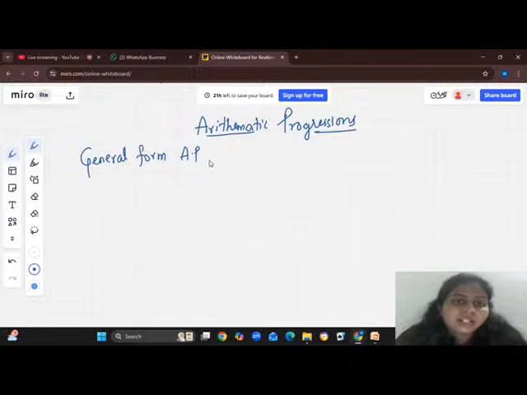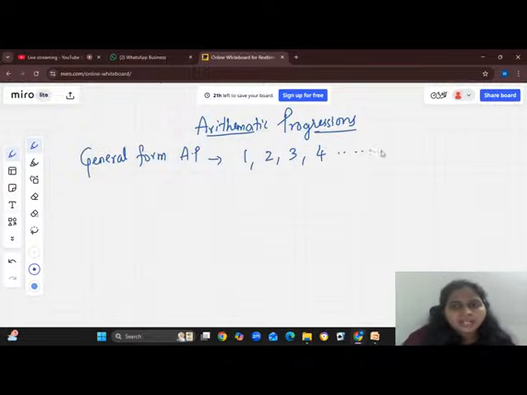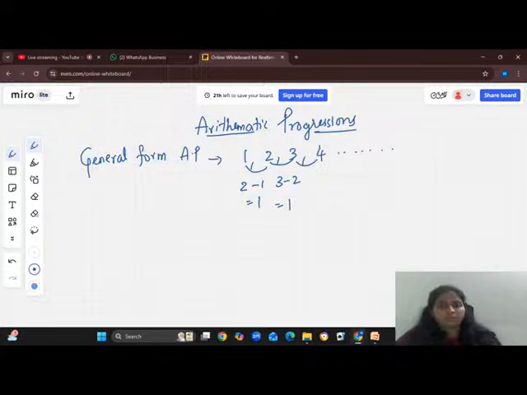There will be a relation between the first term and the second term, and there will be a relation between the second term and the third term. So, if I take a series of numbers, for example 1, 2, 3, 4, you can see there is a relation between 1 and 2 because 2 minus 1 is 1. If I take 2 and 3, 3 minus 2 is also equal to 1. If I take 3 and 4, 4 minus 3 is equal to 1.